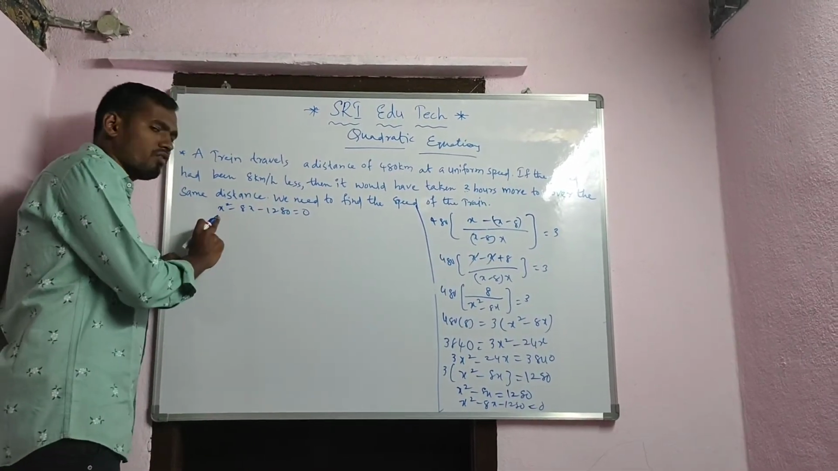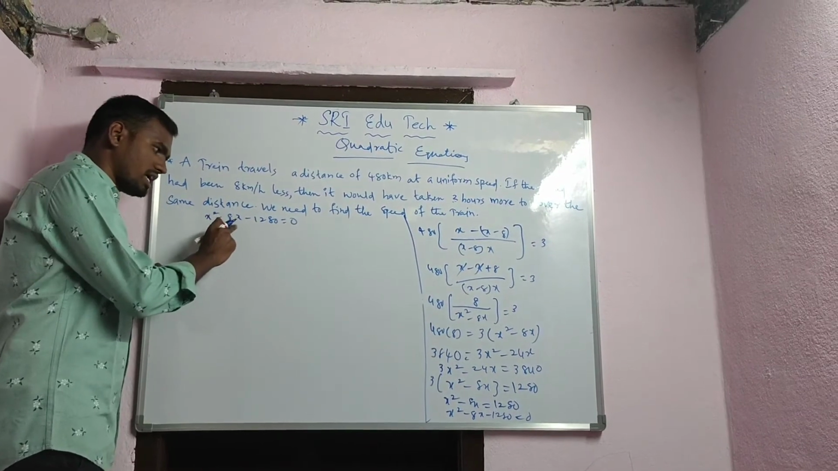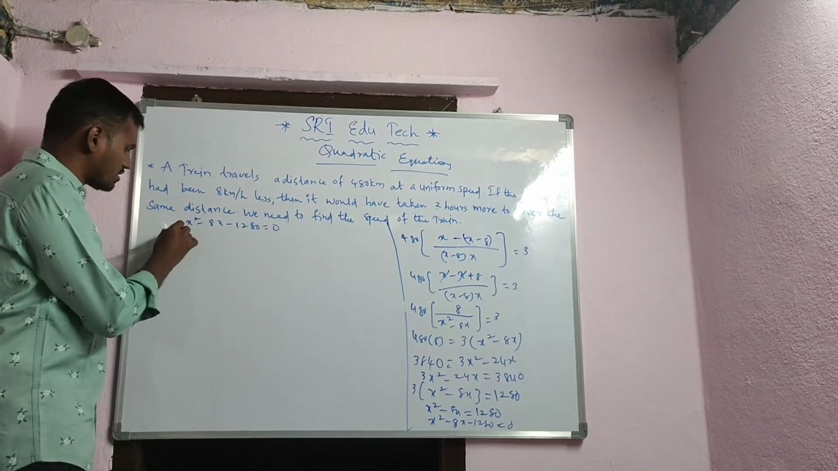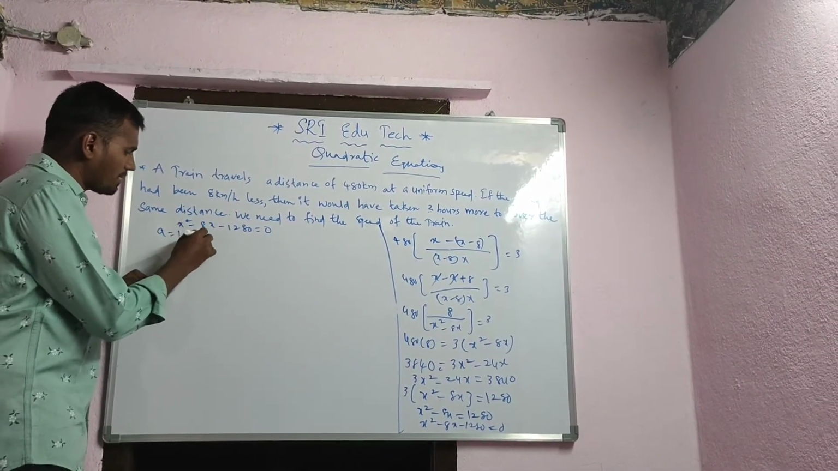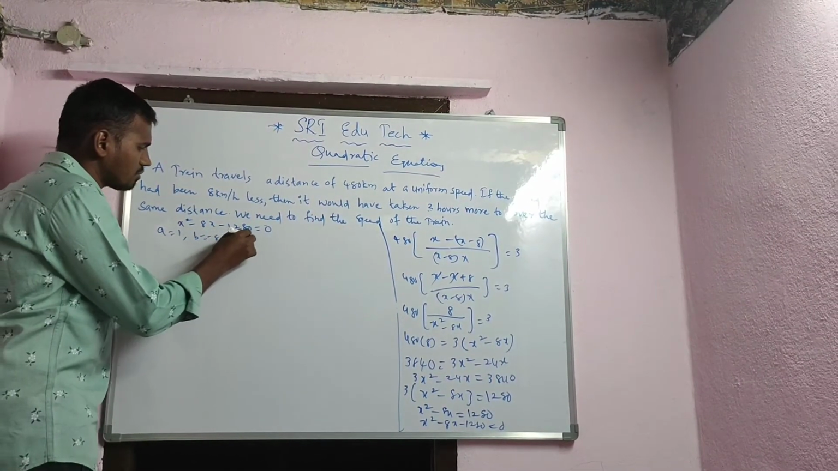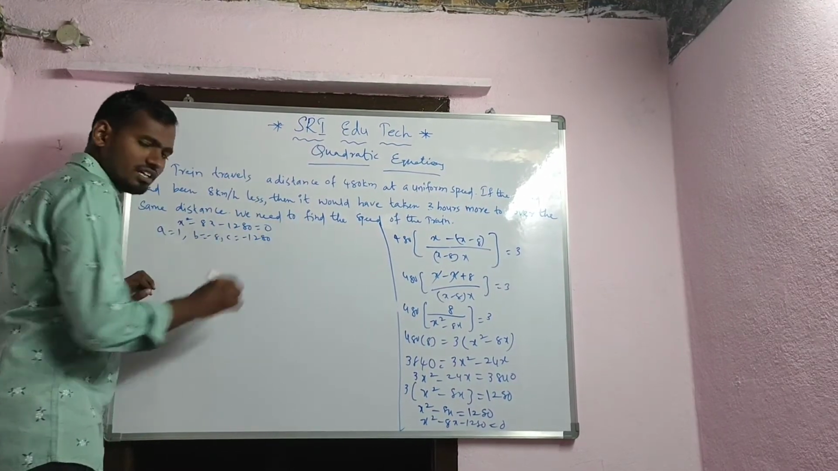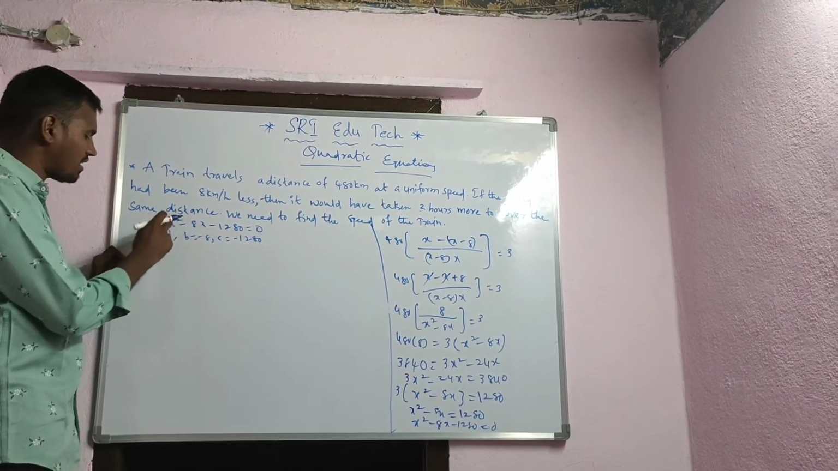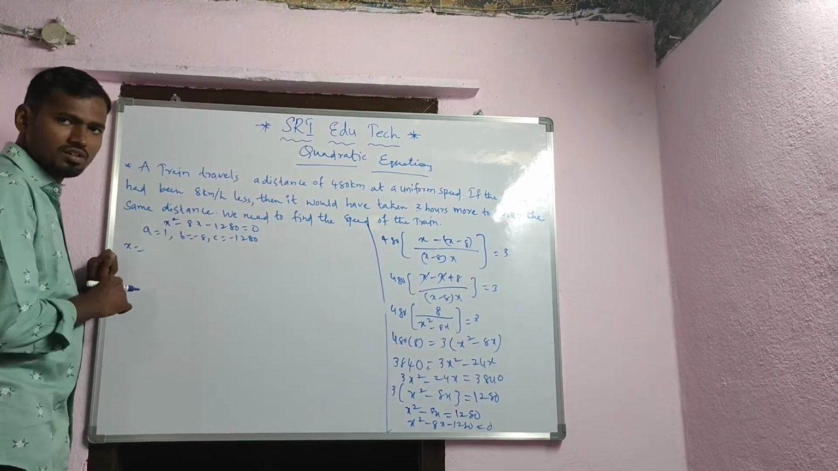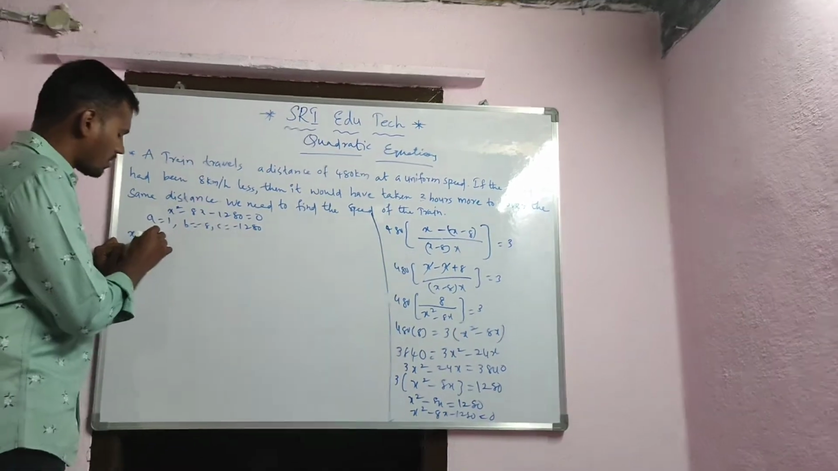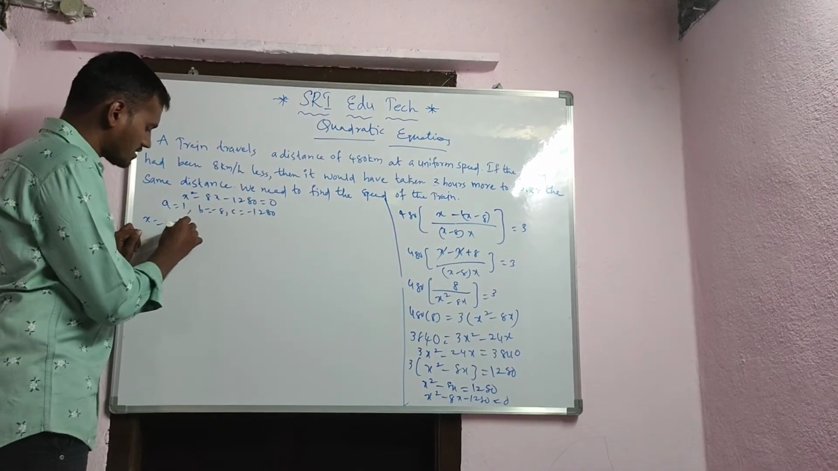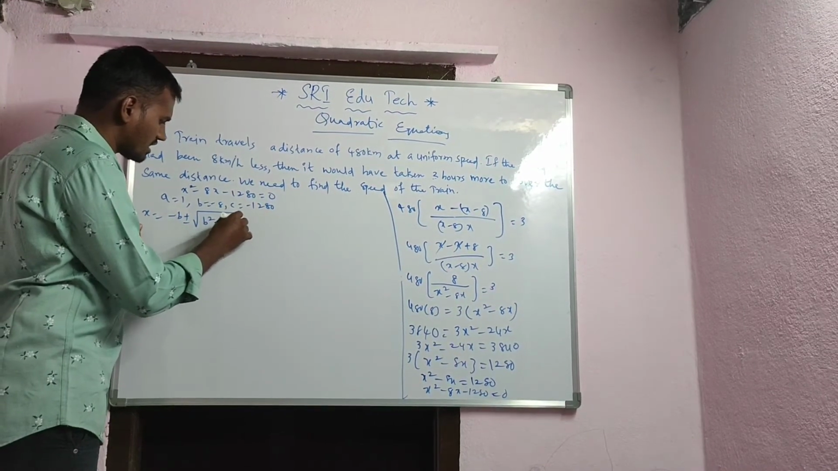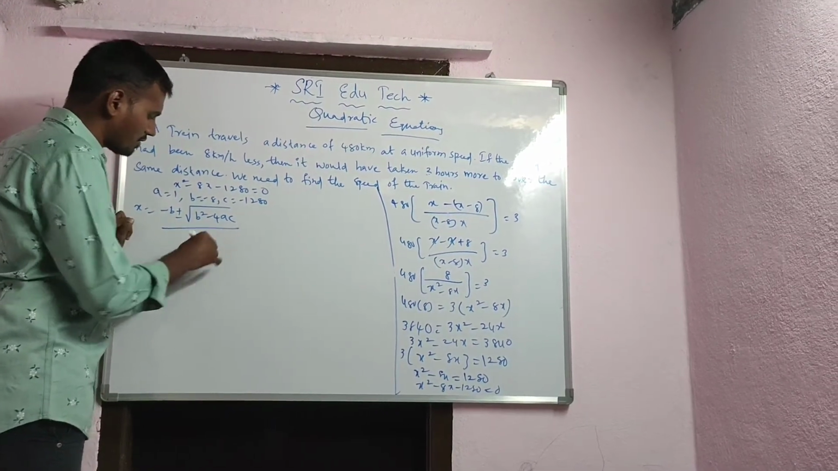It is in the form of ax square plus bx plus c is equal to 0. In this, a is equal to 1, b is equal to minus 8, c is equal to minus 1280. You have the variable x, then you write down x is equal to, what is the formula? Minus b plus or minus under root of b square minus 4ac by 2a.